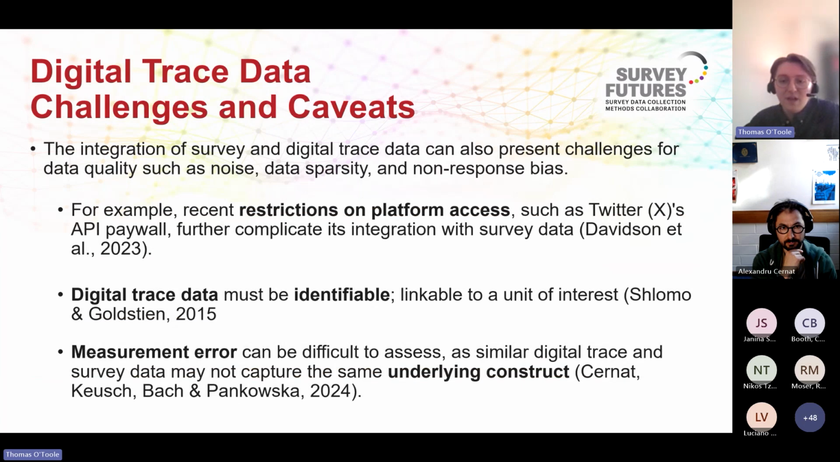And of course, there are, again, some caveats here to keep in mind with the digital trace data. Again, these are quite broad, but generally, access to things like the Twitter API is now prohibitively expensive. And as mentioned, identifiability can also be an issue. So for example, scraped Twitter data on its own can lack a unit of interest to link on, and often needs to be, as I mentioned, collected from a subsample of survey respondents. Also, measurement error can be difficult to understand and assess here. Recent work highlights that similar questions in survey and digital trace data might not be measuring the same thing, and so it's maybe best used as complementary rather than saying one source is outright better than the other.